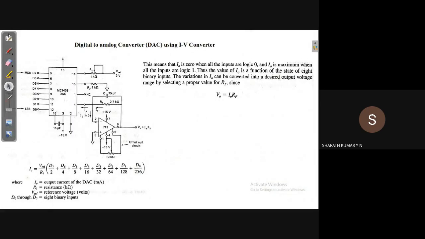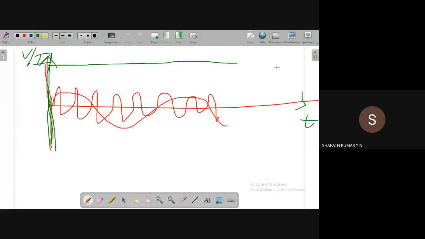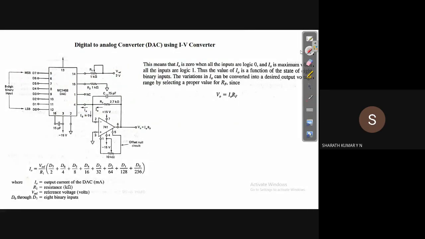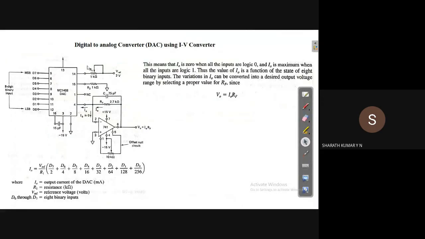Okay, there is one more application, that is the digital to analog converter. For this, let me resize this. So the digital to analog converter using a current to voltage converter.